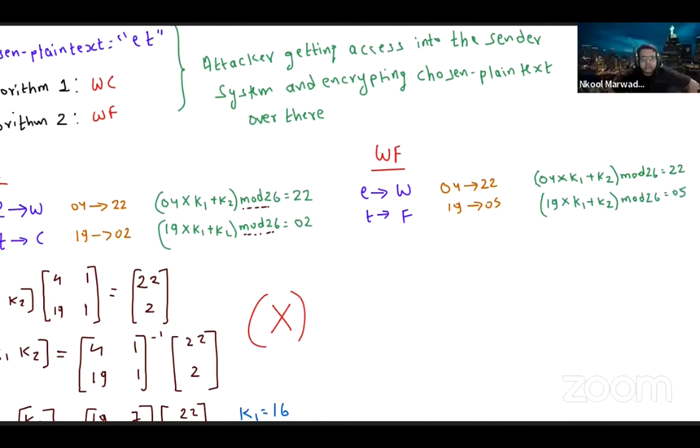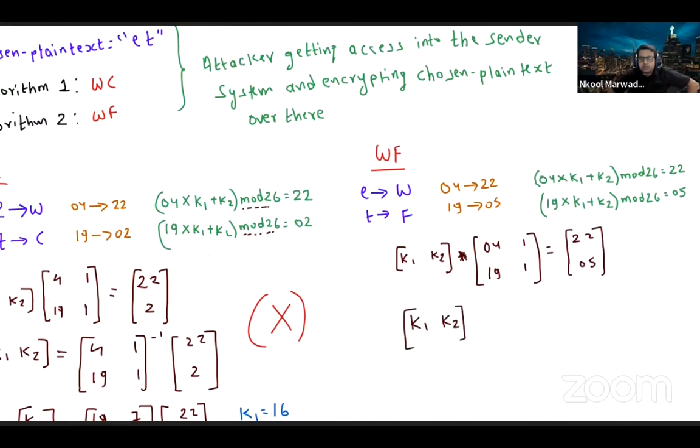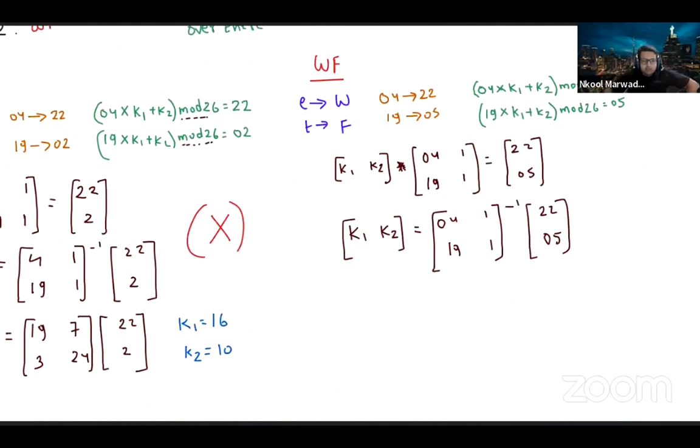Once again, we can convert it into this equation, wherein K1, K2 multiplied by the matrix 0, 4, 1, 19 is equal to 22 and 5. Similarly, I can write K1, K2 is equal to 22, 5 times the inverse of the matrix 0, 4, 1, 19. After simplifying this, I will not do the basic mathematics; you can try it out. The final answer: you will get K1 as 11 and K2 as 4.